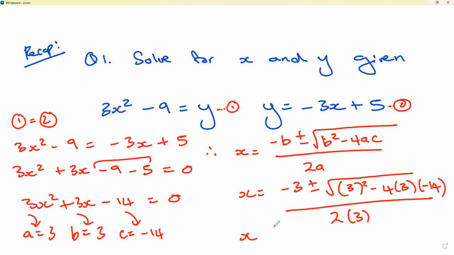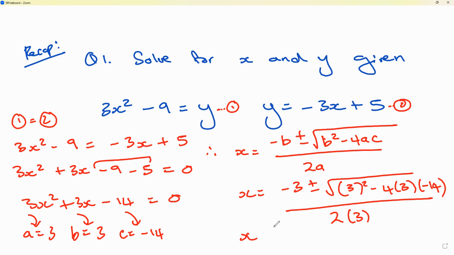Grabbing your calculator, press the fraction button, and then carefully type each of that in. So fraction button, negative 3. Start with plus, let's say. Press the square root. 3 squared is 9. I'm just going to put 9 in my calculator. And 4 times 3 times 14. I can put that in together as well.